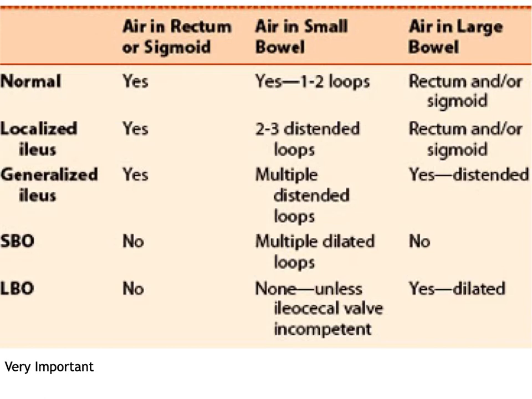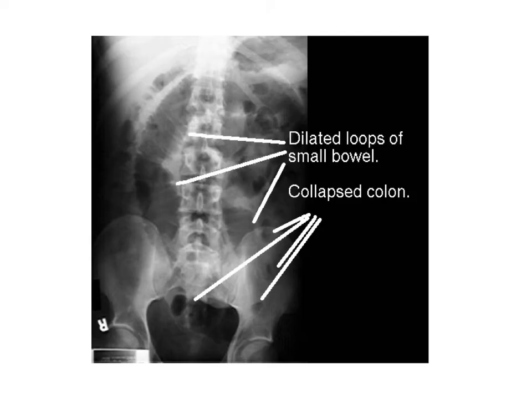The other thing is the air-fluid levels. For that reason, we use the erect position, abdominal X-ray in erect position. Remember, if the air-fluid level is wider than tall, that means it's a small bowel obstruction. If it is taller than wide, that means it's a large bowel obstruction.